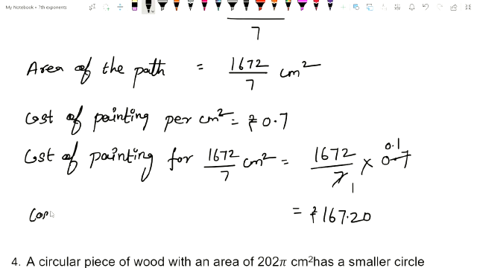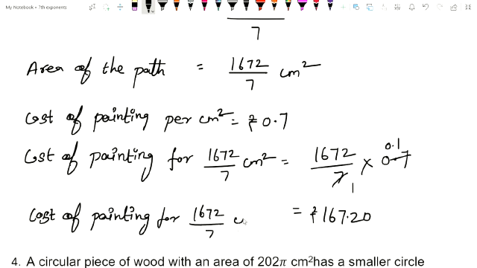Cost of painting for 1672 by 7 centimeter square equal to 167 rupees 20 paise. Is it clear, children? Okay, children, see the next one.